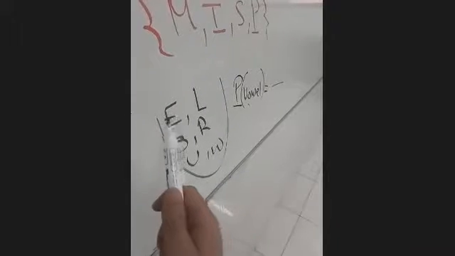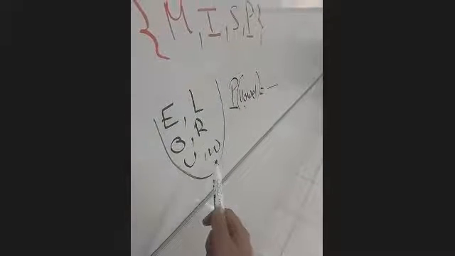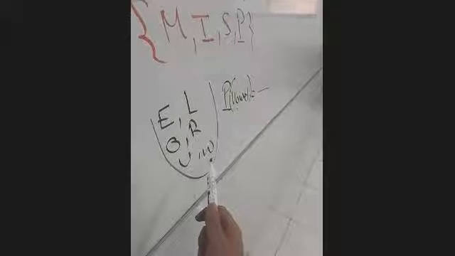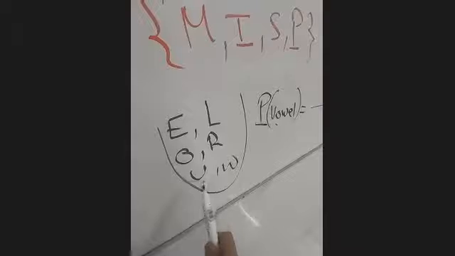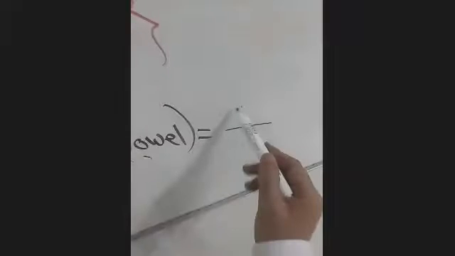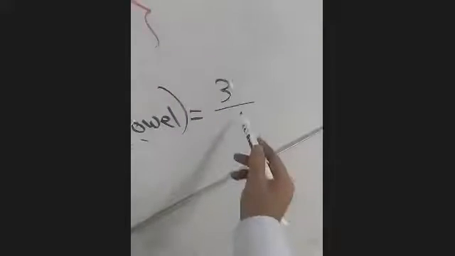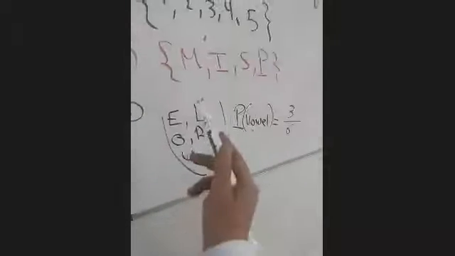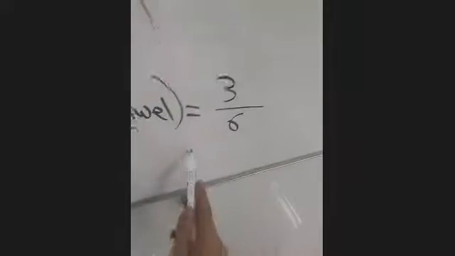Three. What are they? E, O, and U. Is W a vowel or not? No, W is not a vowel. So E, O, and U, 3 over what? 6. So we have 3 over 6, the 3 vowels over the whole number 6. Good. But can we write it in simplest form?